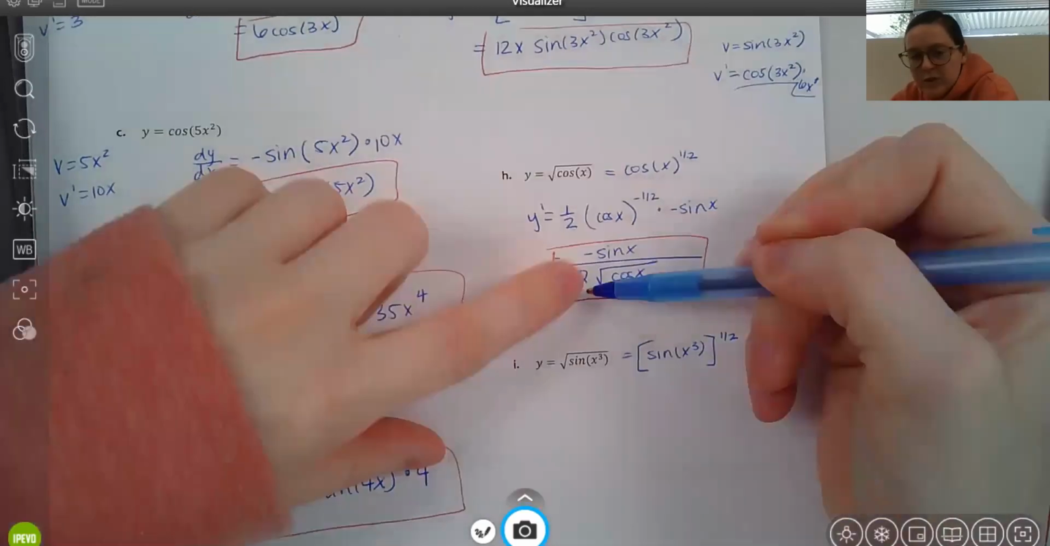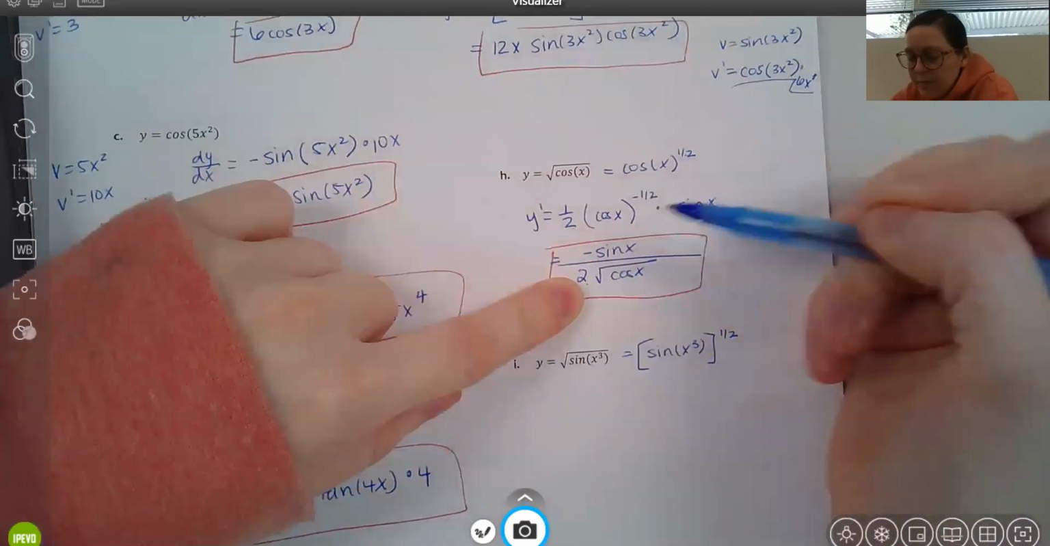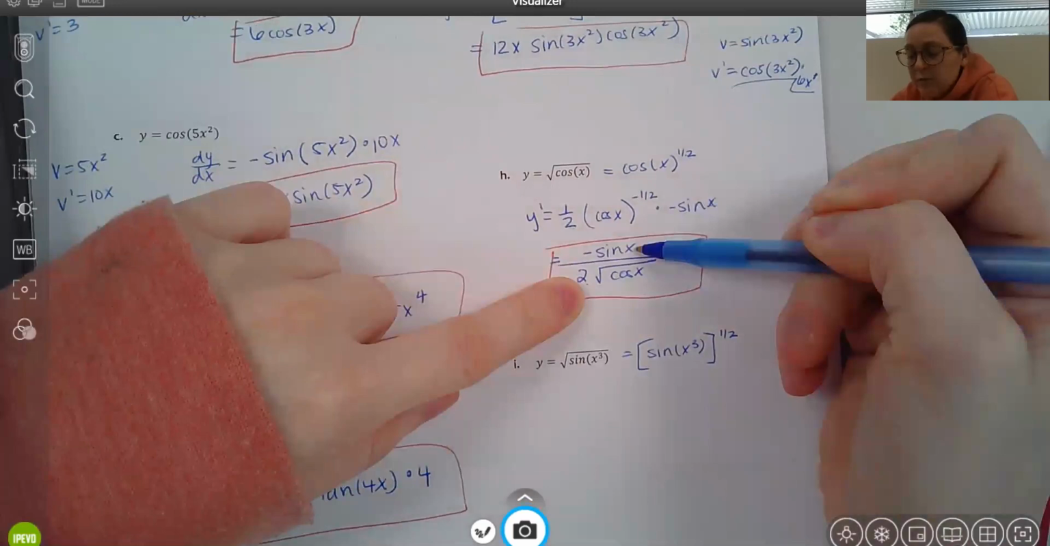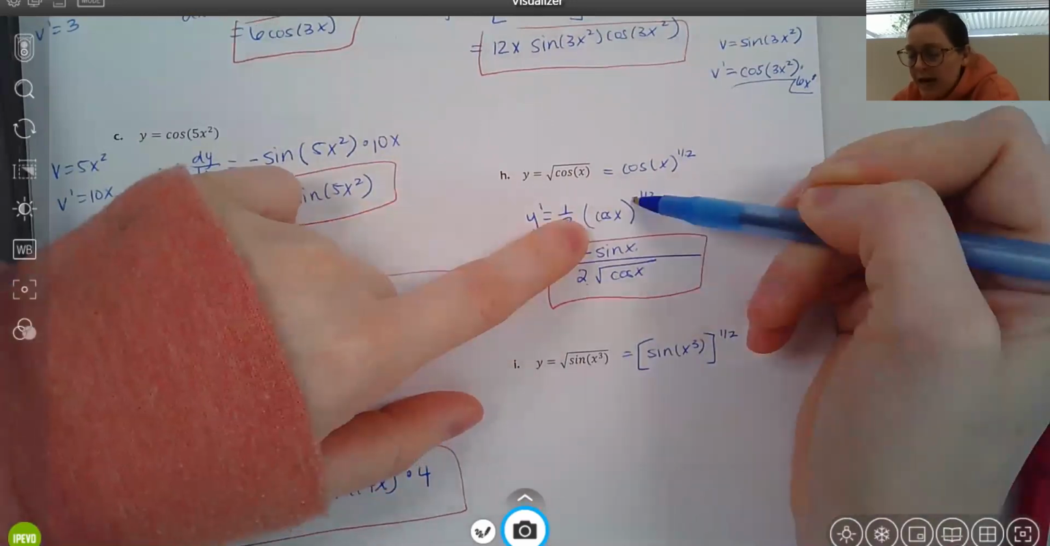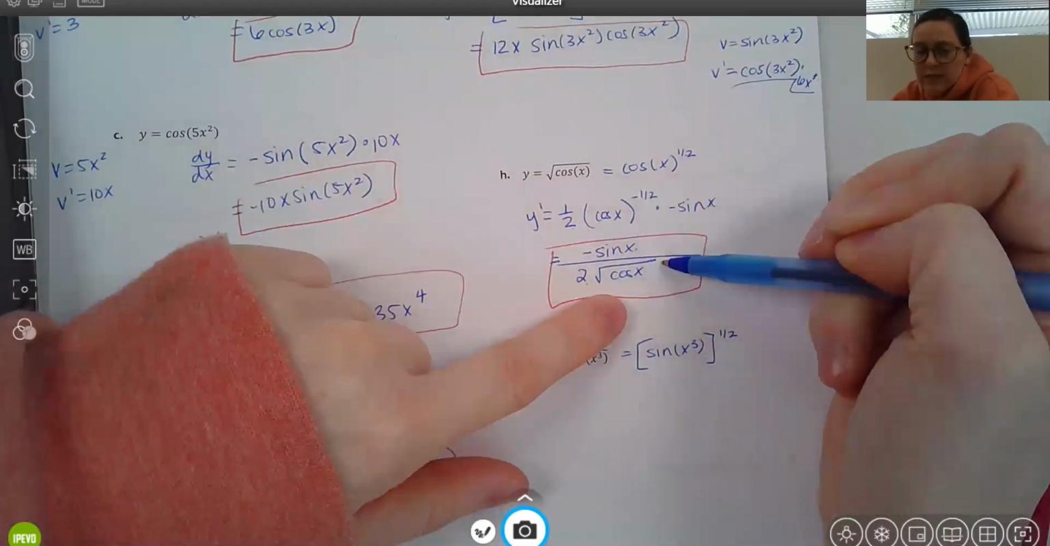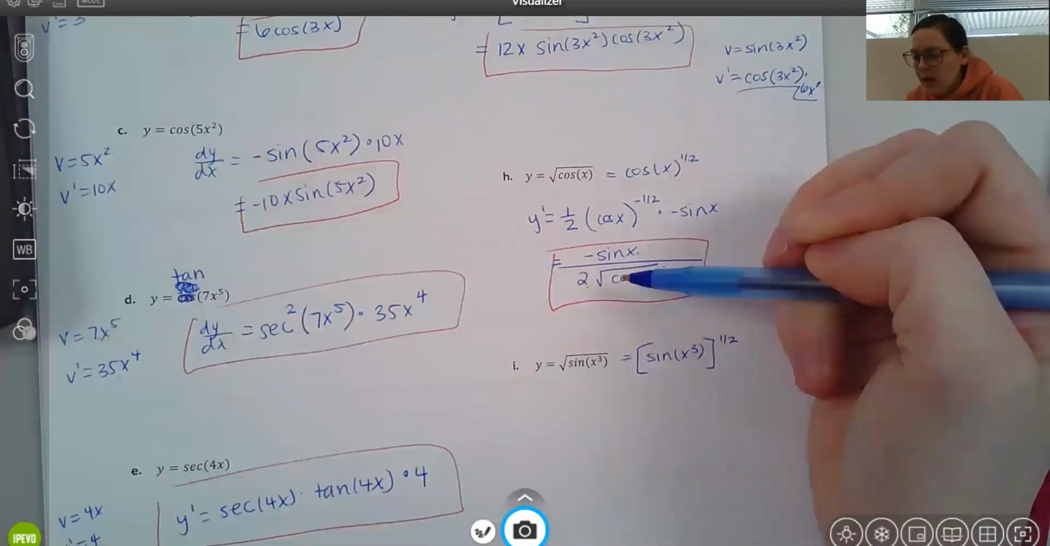One half just means 2 on the bottom. Negative sign on top is just negative sign on top. This cosine was to the negative 1/2. Negative means it goes on the bottom. 1/2 means square root. So this is negative sine over 2 root cosine.